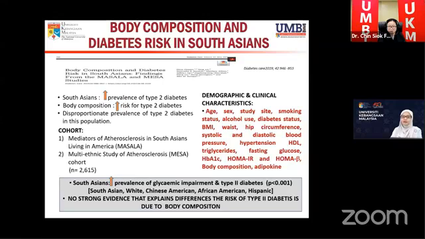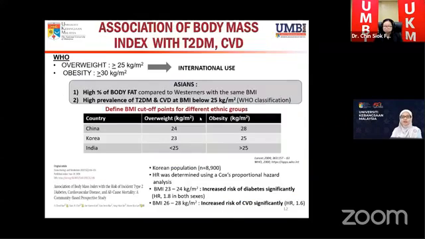In this study, the authors combined two cohorts, the MASALA and MESA cohorts. A total of 2,615 participants were involved in this study, and here are some of the demographic and clinical characteristics measured in this particular study. They showed that South Asians have a high prevalence of glycemic impairment and type 2 diabetes compared to other ethnic groups. However, there was no strong association to suggest that differences in the risk of type 2 diabetes could be due to body composition. In another study in the Korean population, BMI between 23 to 24 could increase the risk of diabetes significantly, and BMI between 26 to 28 could significantly increase the risk of CVD.